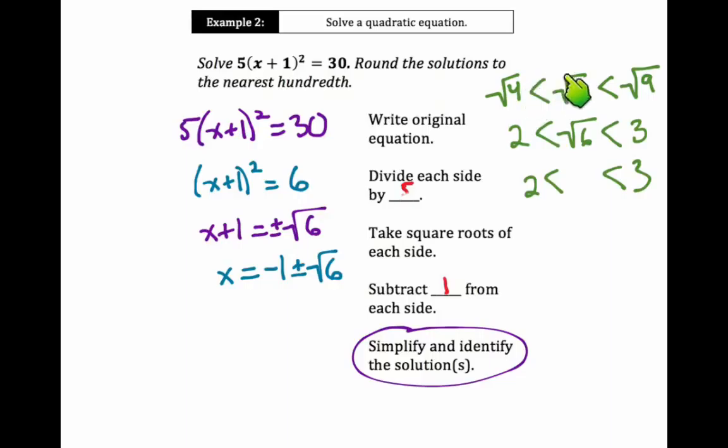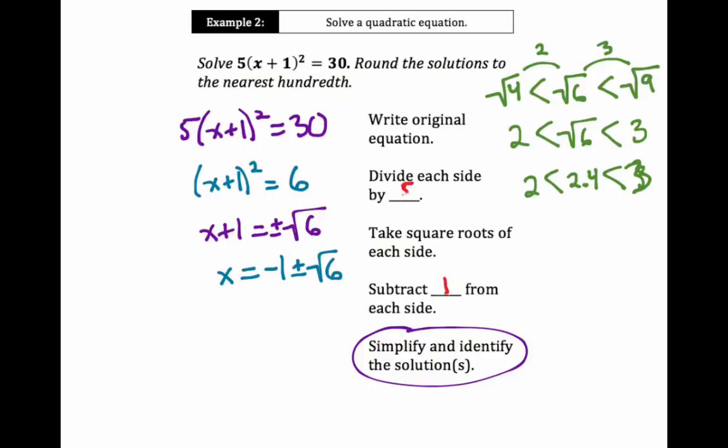Well, how far away is 6 from 4, and how far away is 6 from 9? It's 2 away from 4 and 3 away from 9. So it means it's going to be near the middle. It's about as far away from both, but maybe a little closer to the square root of 4. So I'm going to estimate 2.4 because it's about in the middle, a little closer to 2 than 3.